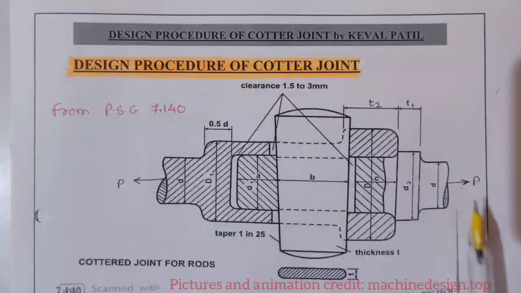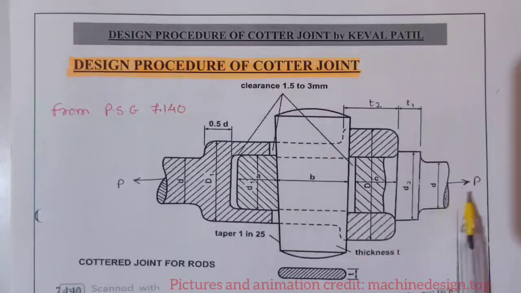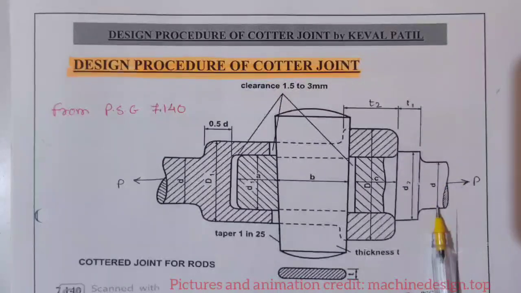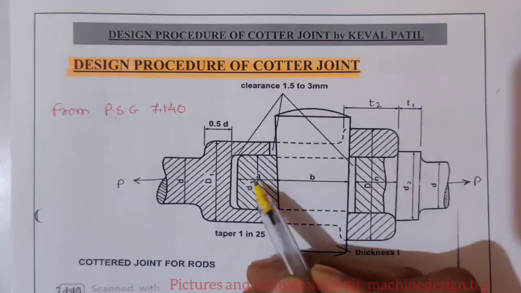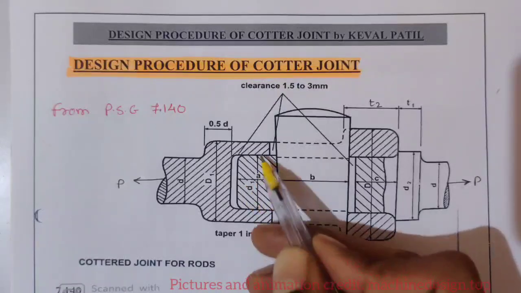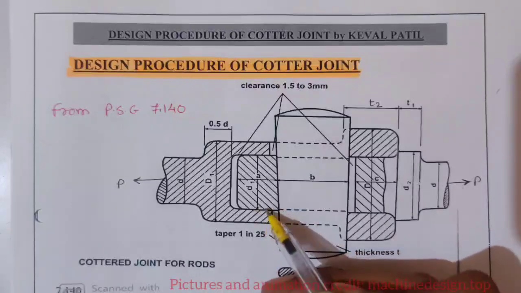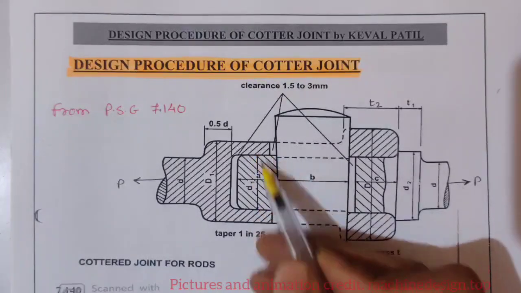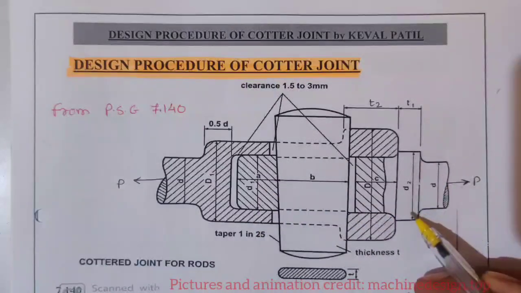Pull force or load on the joint. Small d is the diameter of the rod. D1, this is not A, this is D1, and A is this one. D1 is nothing but diameter of spigot, or you can also call it inside diameter of socket. Diameter D2 is outside diameter of spigot collar, or you can just call it diameter of spigot collar.